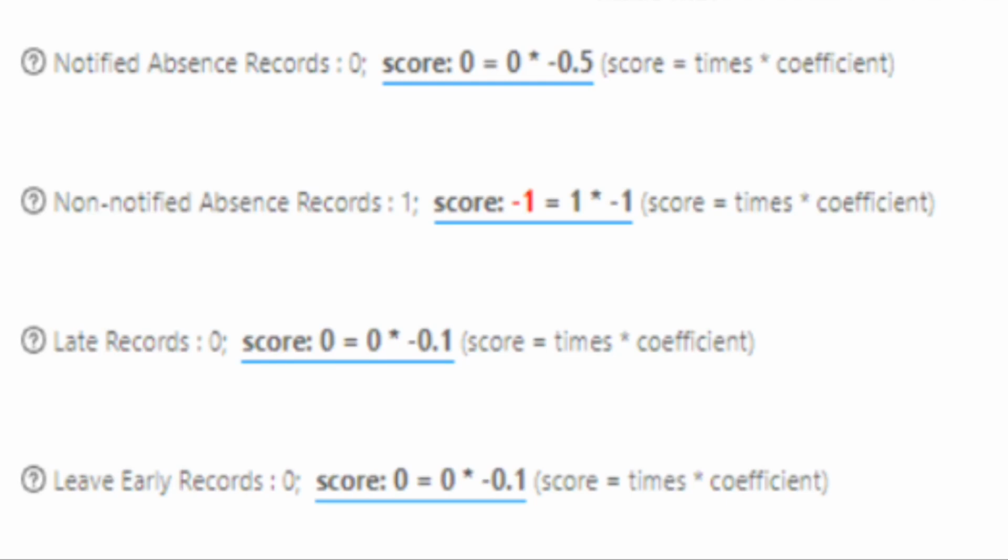Char, mathematician ka girl. Self-tag absences are notified absences. Unnotified absences are the absolute absences.